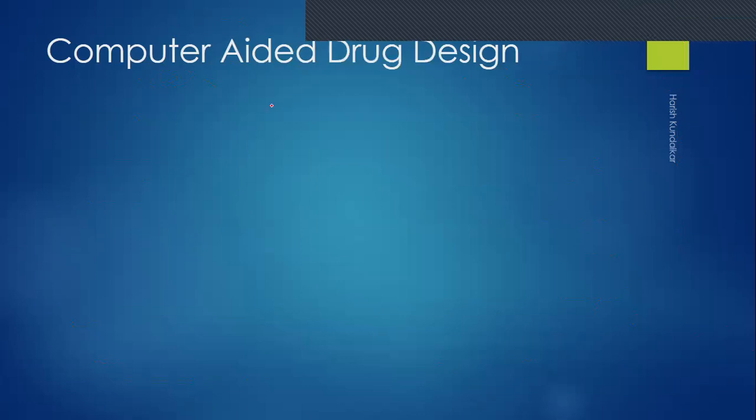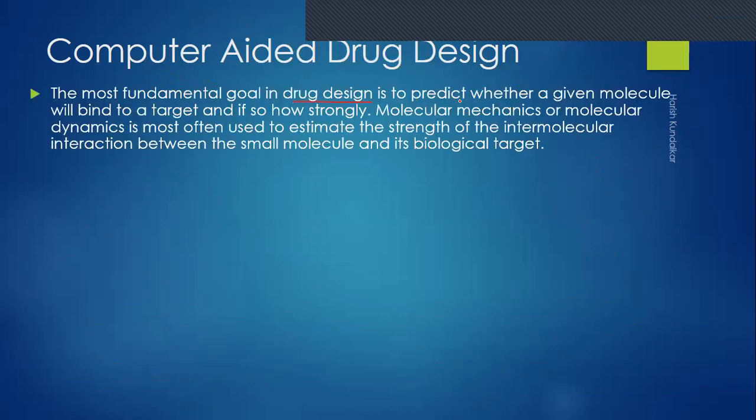So the most fundamental goal in drug design is to predict whether a given molecule will bind to its target. Okay. So what do we need to do? We need to predict whether a given molecule will bind to its target, and if so, how strongly? यानी कि we have to predict the binding affinity. In other words, the fundamental goal in drug design is to predict whether a given molecule is going to bind to its target, and if so, how strongly will it bind to its target?